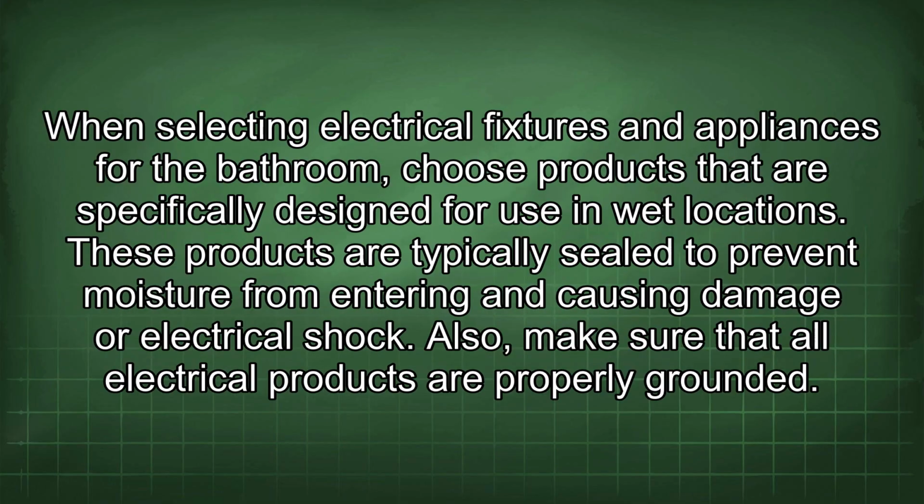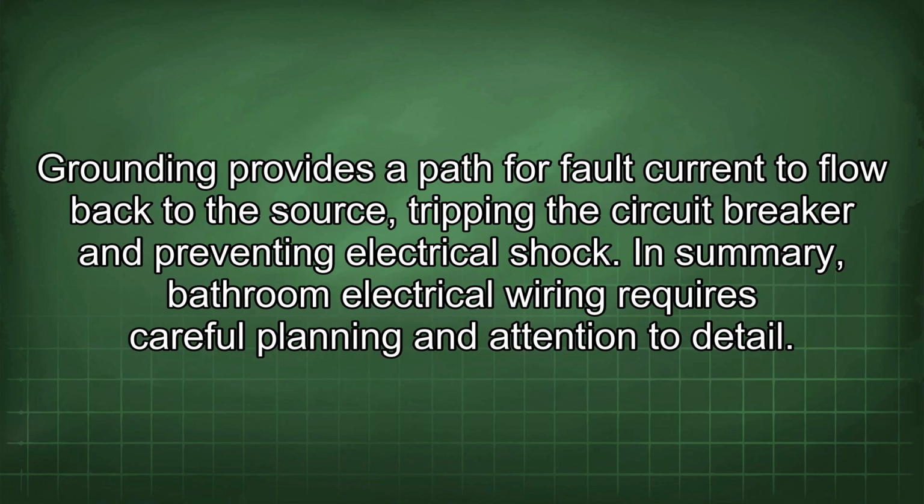When selecting electrical fixtures and appliances for the bathroom, choose products that are specifically designed for use in wet locations. These products are typically sealed to prevent moisture from entering and causing damage or electrical shock. Also, make sure that all electrical products are properly grounded. Grounding provides a path for fault current to flow back to the source, tripping the circuit breaker and preventing electrical shock.